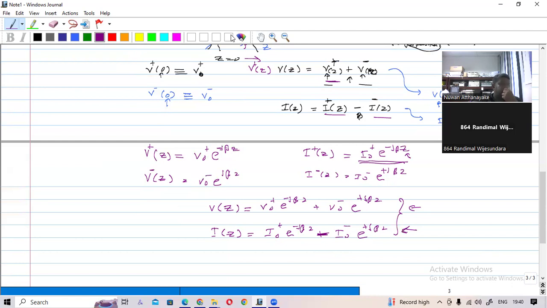Z is the distance, yes. This Z is the distance from Z equal to 0.